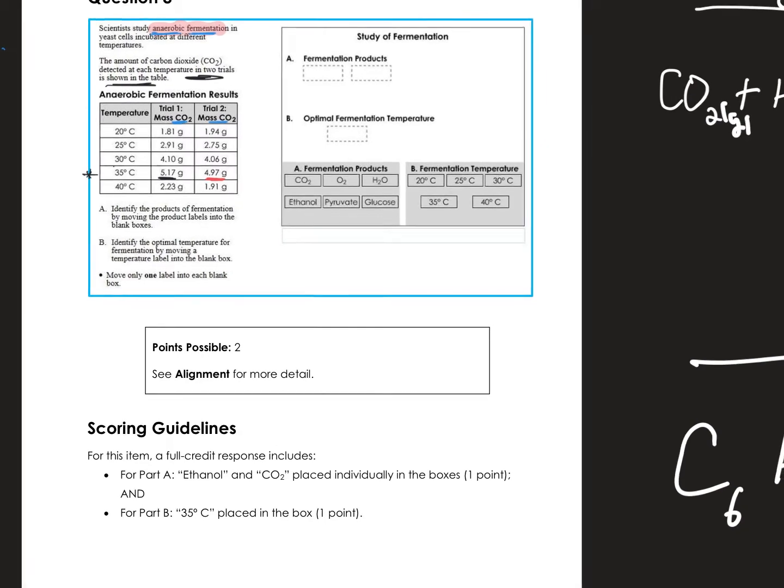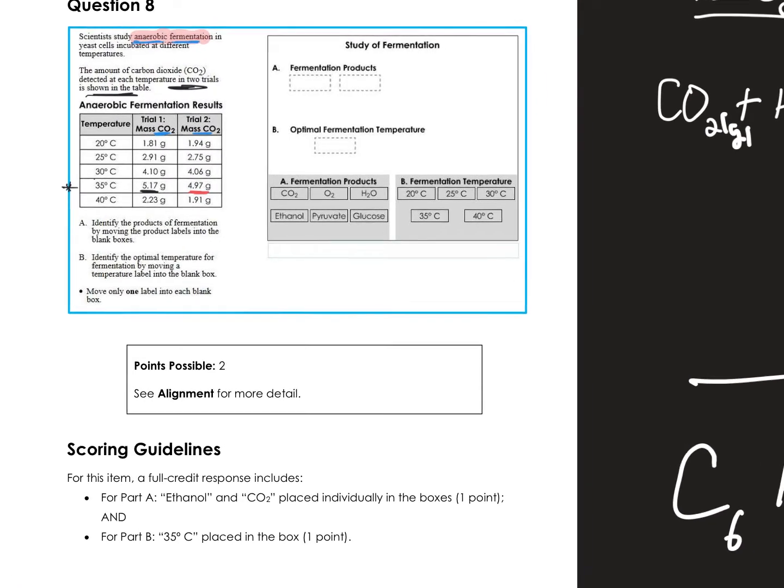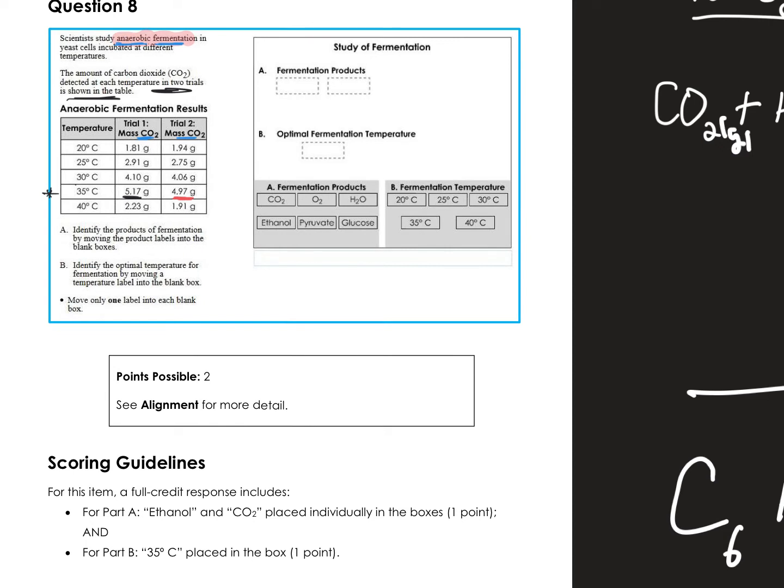Now identify the products of fermentation by moving the product labels into the blank box. Well, what's being produced by fermentation, right? We're producing CO2, so we have to be breaking up glucose. So the products of fermentation are going to be, in this case, ethanol, which is, again, alcohol. We had discussed this earlier in the year. It should be a review. And you're not producing glucose. In fact, you're breaking glucose down, right? You're using the pyruvate. So again, that's not a product. And the fermentation products are going to be ethanol and CO2.